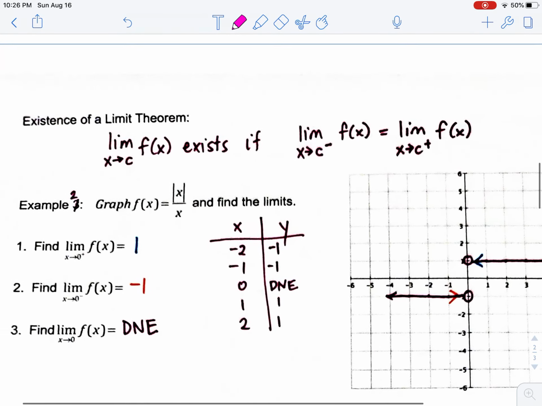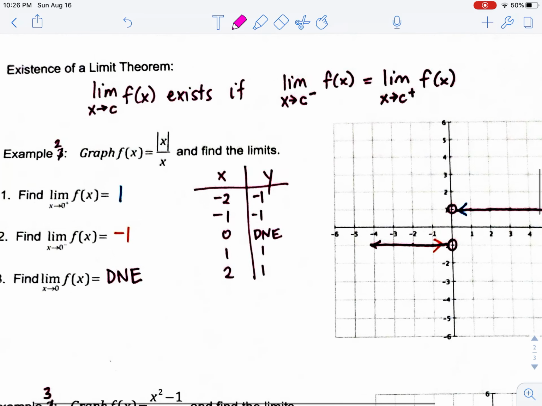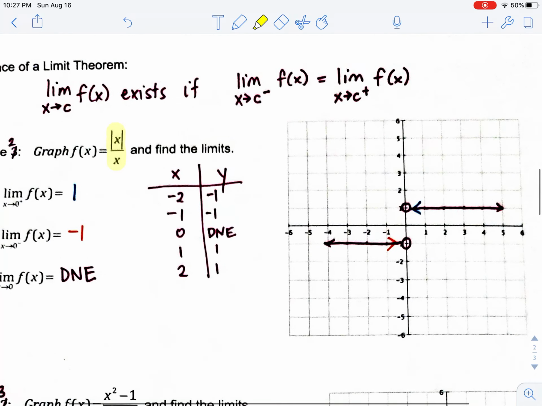Example 2 here, the function itself is a little obscure, but we actually use this function and translations of it a lot in calculus. So you have to think for a little bit of time about plugging in x values to absolute value of x over x, and then figuring out what their y values are in order to get the graph.